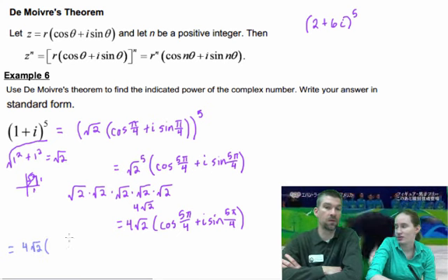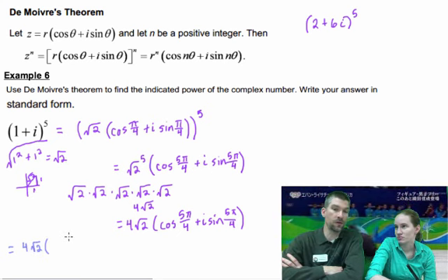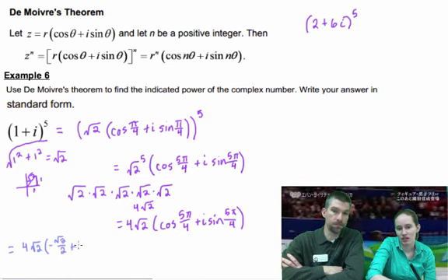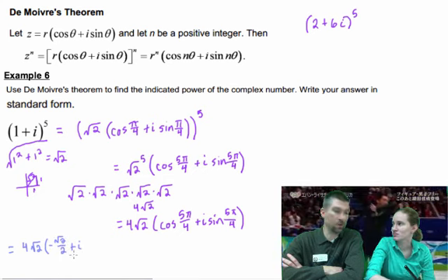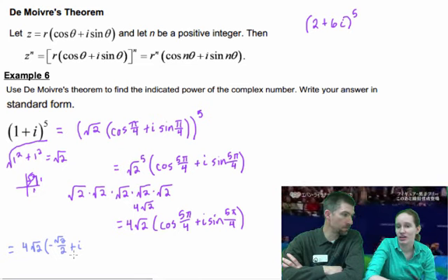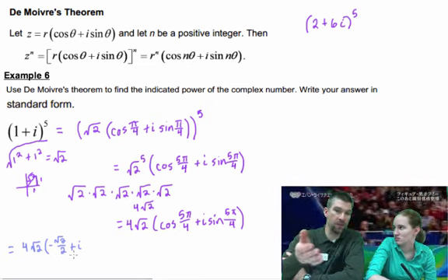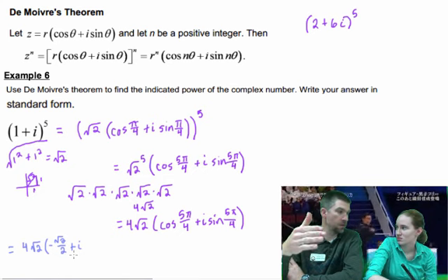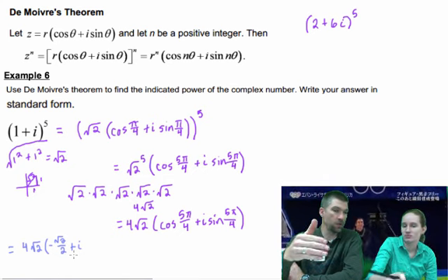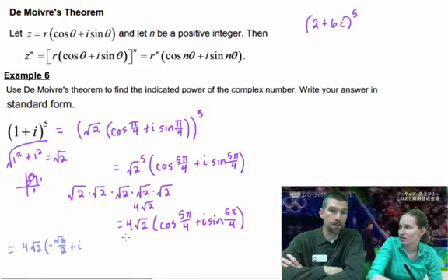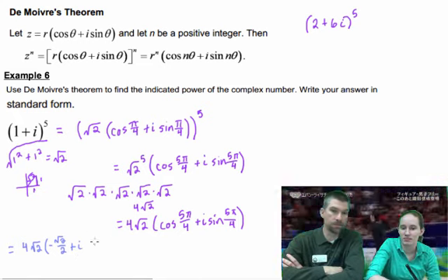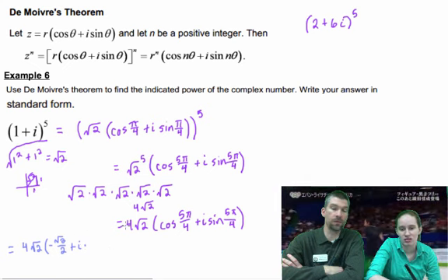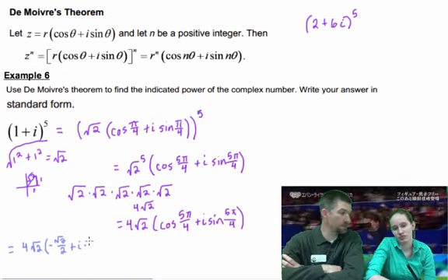Cosine of 5 pi over 4 is negative square root of 2 over 2. How did you know that? Well, because it's in the third quadrant. Because 5 is bigger than 4, and 4 pi over 4 is 180 degrees, so you're pi over 4 units past that. Or you could look at the unit circle. The sine of 5 pi over 4 happens to be negative square root of 2 over 2.